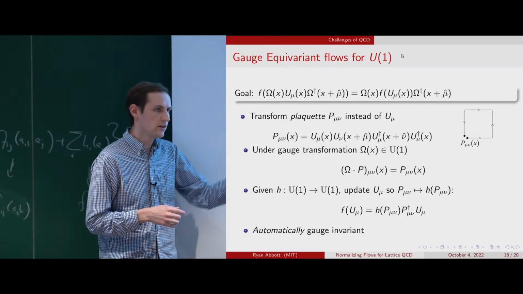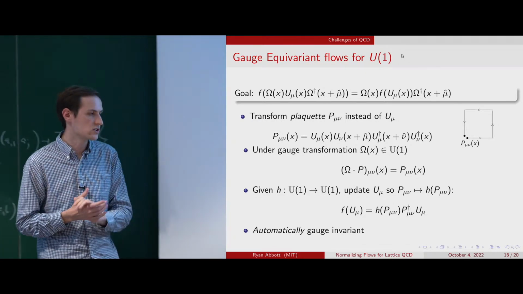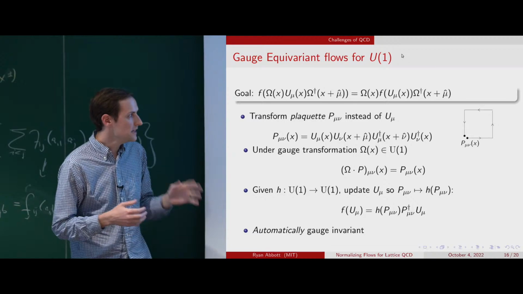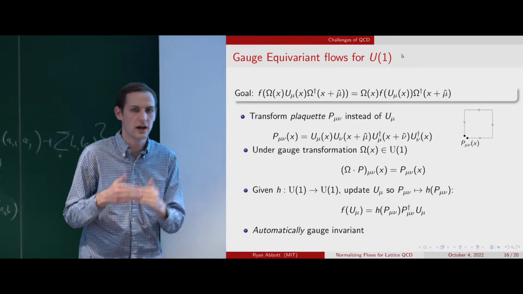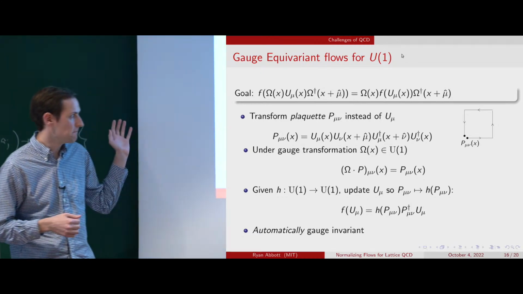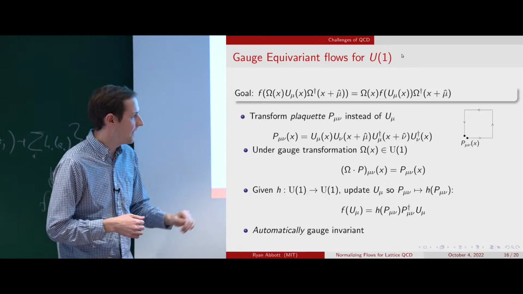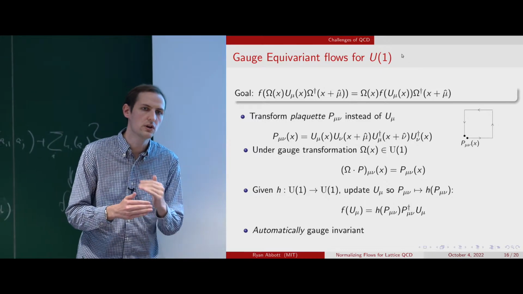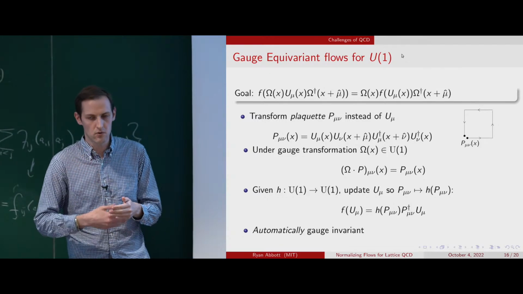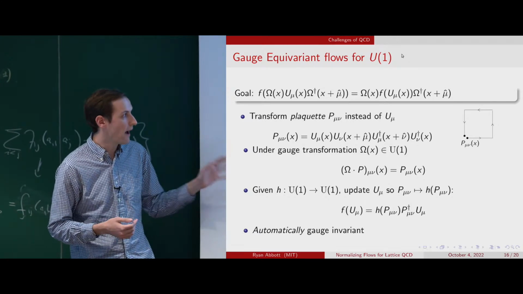But since it's going in a loop this way, it actually turns out they all will cancel. You'll get that this plaquette is actually gauge invariant. What this means is that we can think of trying to transform the plaquette rather than trying to transform the gauge link. In particular, we can define some map from U1 to U1 that updates the plaquette. And then we can go ahead and reverse engineer how we could have changed the link to be able to then get the plaquette to be updated. And this will be automatically gauge invariant.